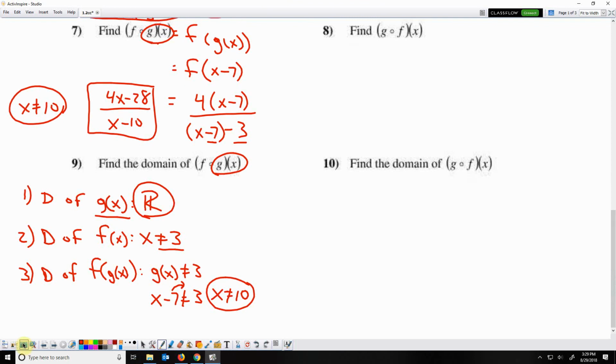So the domain, and I'm going to write this one in the formal way, domain of f of g of x is the set of all x, which means all real numbers, such that x does not equal 10. It's the same answer we got right here for the domain, it's just that we've now written it in the formal notation.